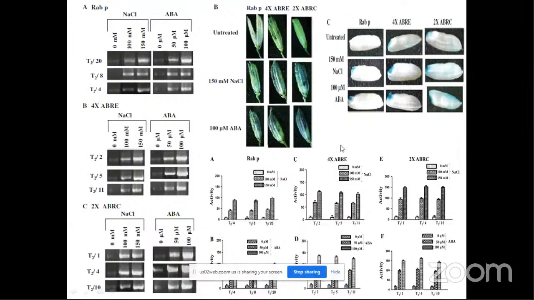So this gives us the scope that if you use these promoters for induction of any gene during salinity stress, you can get desirable results. If you use 4x ABRE or 2x ABRC, and clone any gene downstream of it and go for induction of that gene to generate salt tolerance, then you can get a much better response than using the RAP promoter, which is a comparatively weaker, natural promoter.